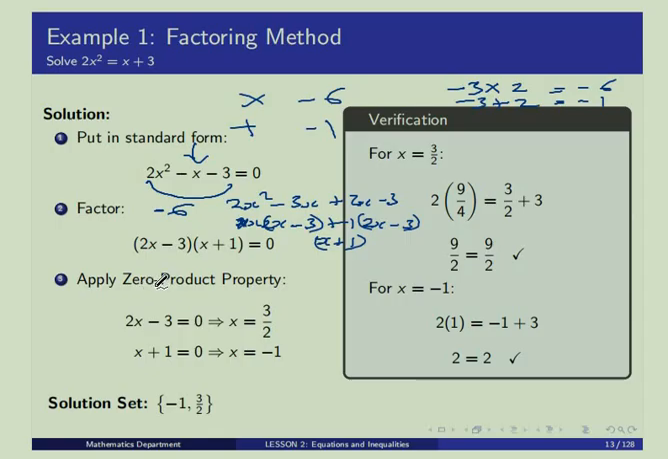And then from here you can solve for the zeros. It's either this is 0. If this is 0, this will give us x equals 3 over 2. Or if x plus 1 is 0, you get x to be minus 1, and your solution set is this one. Don't forget to verify your solution to check whether the solutions are correct.